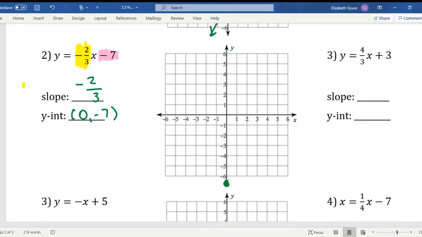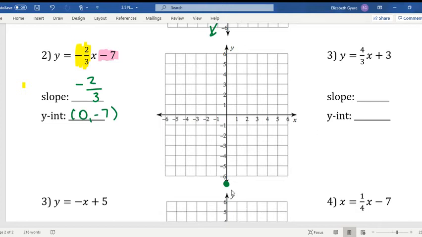Okay, now you have a slope of -2/3. So the question is, well, how do I count that, right? There's two numbers. You have a 2 and a 3. It doesn't matter if you put the negative with the 2 or the 3. If you have a negative slope, you either count down and to the right or up and to the left.